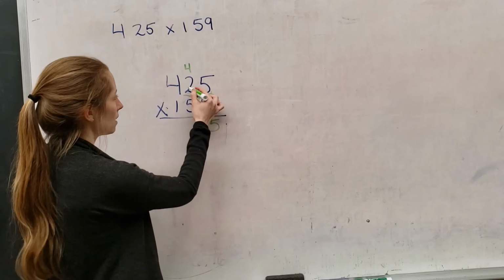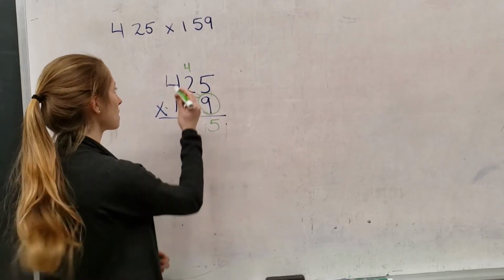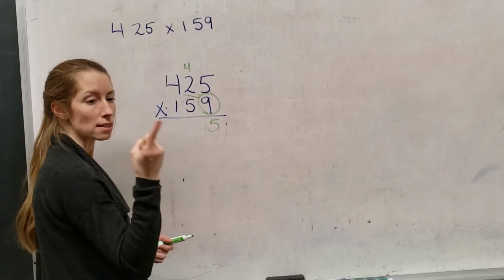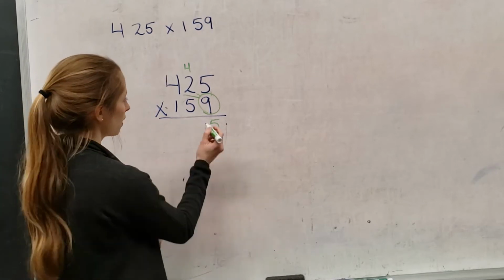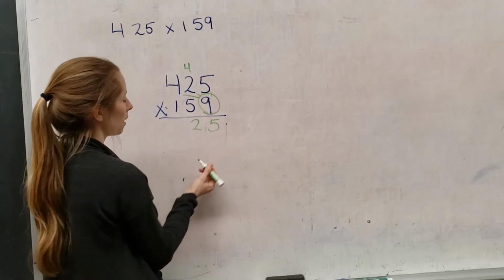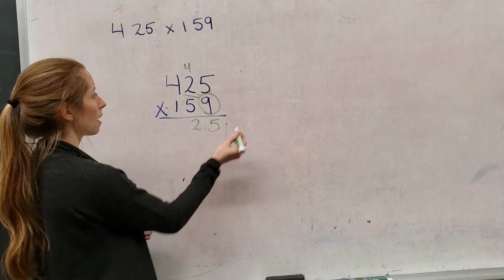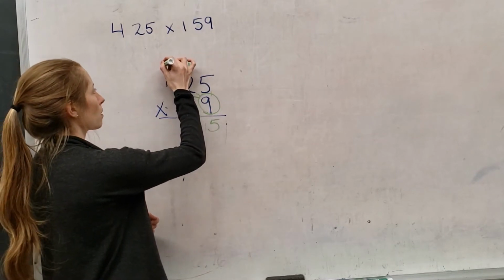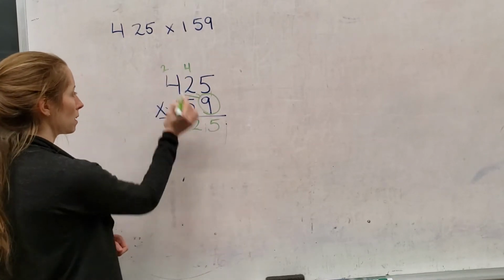So now I have 9 times 2, and I know 9 times 2 is 18, but I have 4 more, so 19, 20, 21, 22. So I put my 2 here in the ones place, and then my 2 in the tens place this time goes above my 4. So there's my 2, 22.